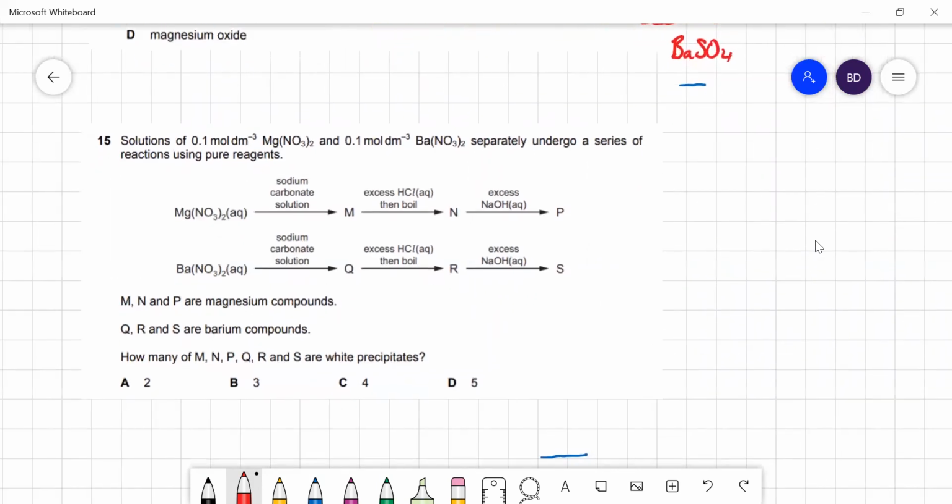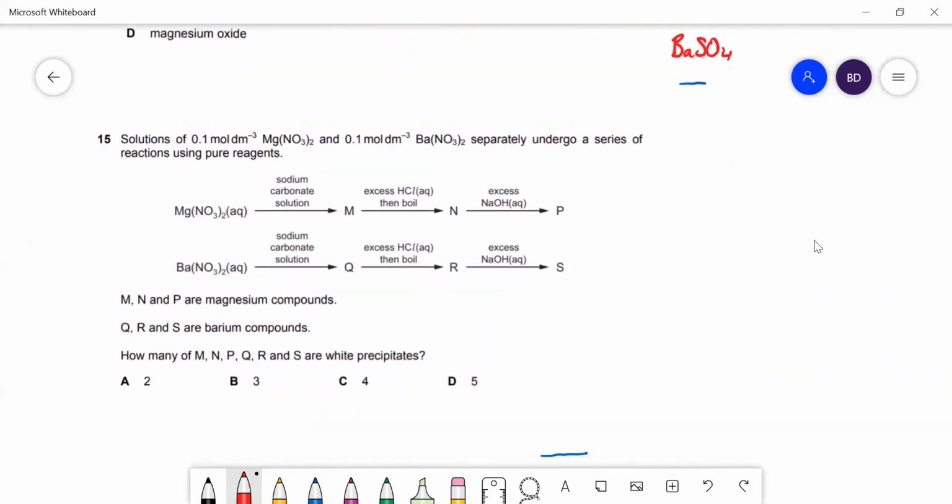15. So we've got magnesium nitrate and barium nitrate, and we're going to react them as shown. Right, so let's look at magnesium nitrate. If you add sodium carbonate solution, what will happen is you will get a precipitate of magnesium carbonate. So M is magnesium carbonate.